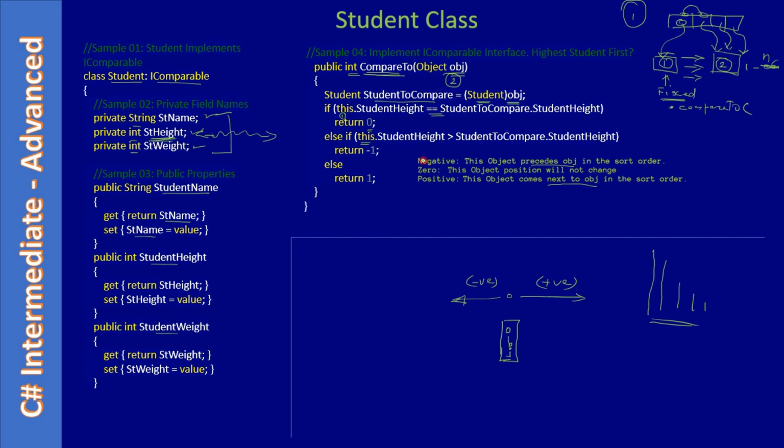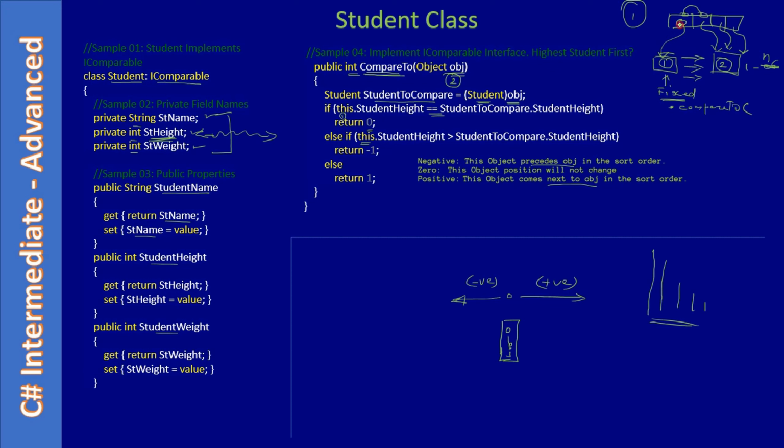And now we provided a sorting logic, and you can see we are returning -1 when this dot student height is greater than the obj student height. That means this object precedes the obj. So 1, 2, 3 we are comparing, and for example, let's say this is the highest student. That means it precedes all other elements. That means whatever location it has here, that is perfect.